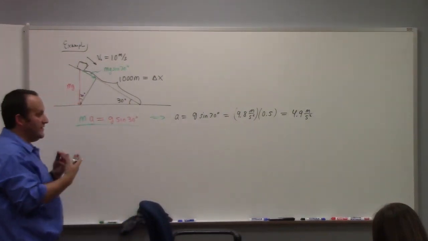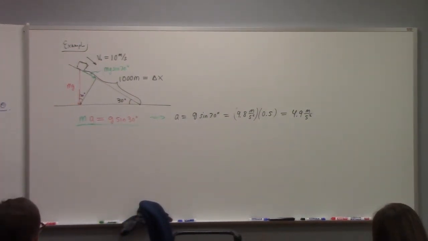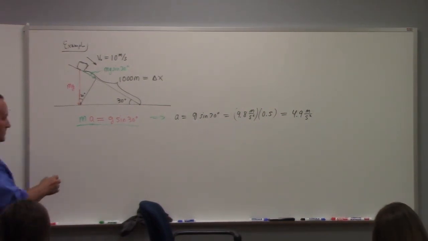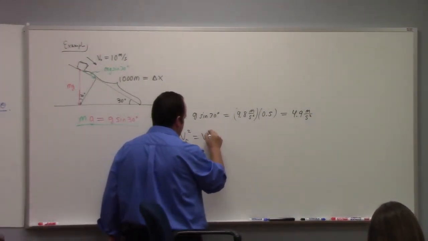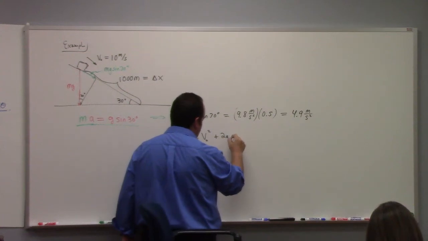Okay, so that's the acceleration. We have a constant acceleration. We have an initial velocity. We have a total change in x. How can I figure out the final velocity? What's VF? How about this? VF squared is equal to V naught squared plus 2a change in x.